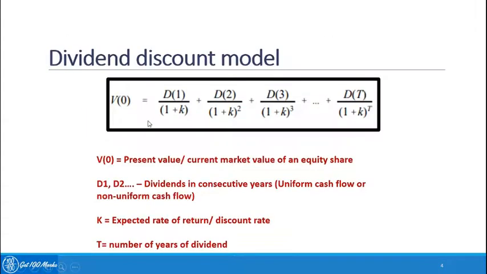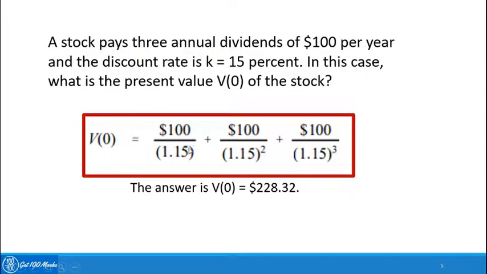This is based on the formula mentioned here, where the dividend of the first period, which is $100, has been discounted for 1 year at a rate of 15%, and that is what is mentioned here. Then $100 in the second year is discounted for 2 years, and $100 in the third year is discounted for 3 years to get a total present value of $228.32. We can also say that in the current scenario, the worth of the stock is not more than $228.32.